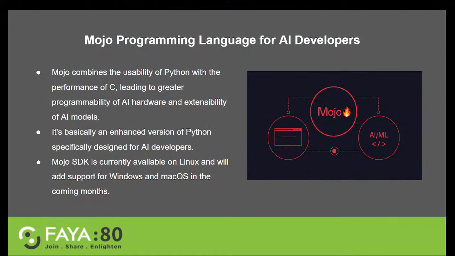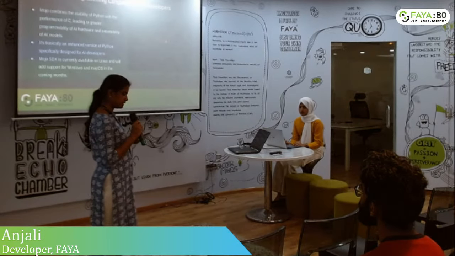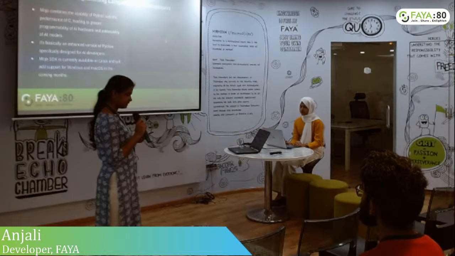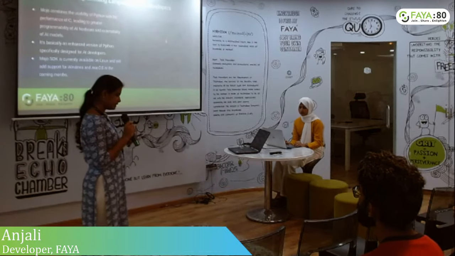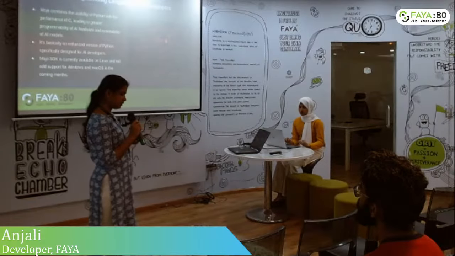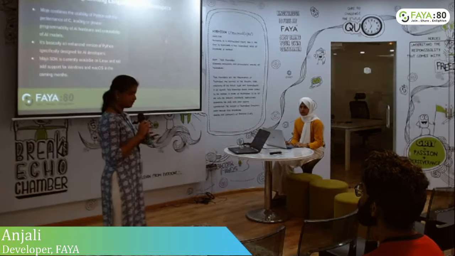Turning our focus to AI development, say hello to the Mojo programming language, a specialized language designed for AI developers. Mojo combines the usability of Python with the performance of C, leading to greater programmability of AI hardware and extensibility of AI models. It's basically an enhanced version of Python specifically designed for AI developers. Mojo SDK is currently available on Linux and will add support for Windows and macOS in the coming months.